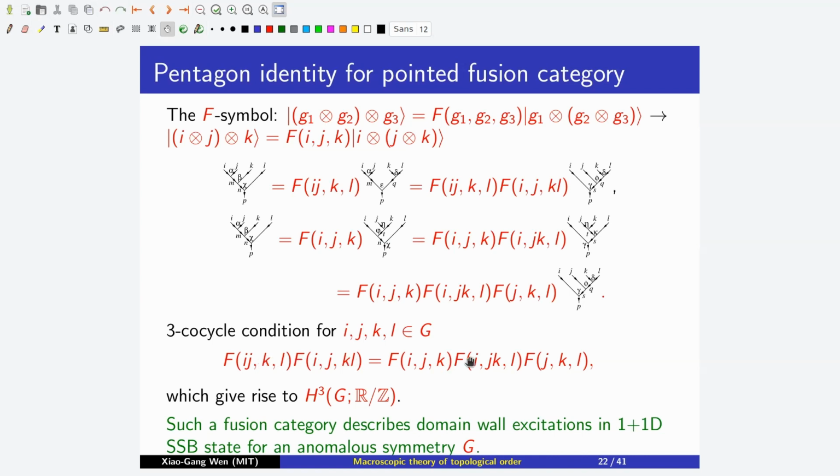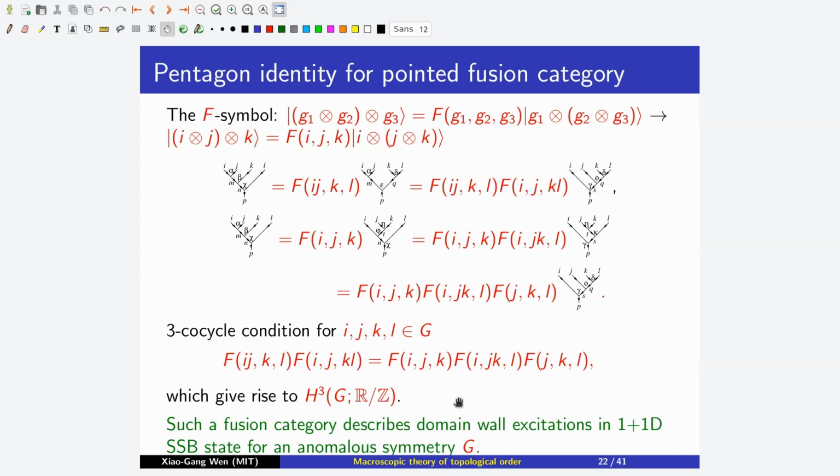Yes, so my question is, given the data of the anomalous symmetry acting, the class is already fixed. It's already fixed, yeah. If you know the anomalous symmetry, you know the particular class. That means there's a particular solution that would fit that class. That's what you have to figure out: the class is something you can figure out.